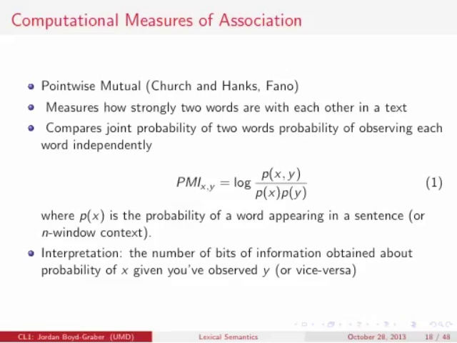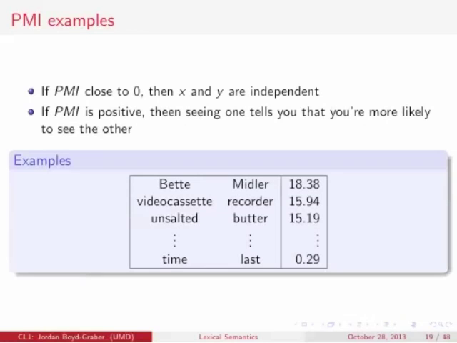One way of knowing whether two words are strongly associated with each other or not is computing the pointwise mutual information between those two words. The pointwise mutual information is based on the relationship between the joint probability of the words and the marginal probabilities of the words. The information theoretical definition of this is the number of bits of information that you've obtained about the probability of x given that you've observed y, or vice versa, since this is symmetrical. If the PMI is close to 0, then x and y are independent. However, if the PMI is positive, then seeing one of the words tells you that you're more likely to see the other in this context.